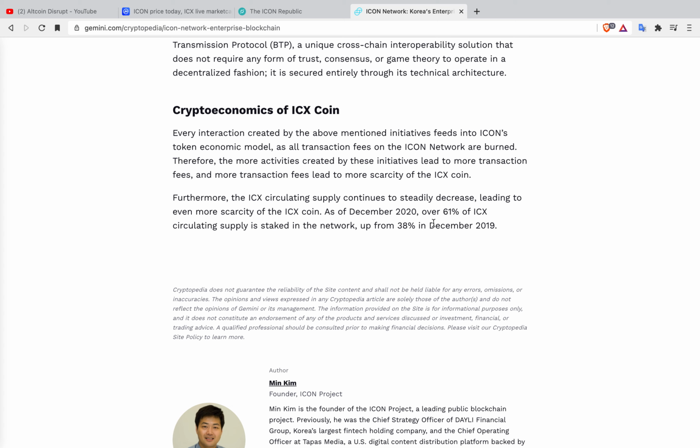That's crazy. So, therefore, more activity created by these initiatives leads to more transaction fees, and more transaction fees lead to more scarcity of the ICX coin. That's key. More scarcity, which means that over time, as the tokens burn, there'll be less in circulation. If there's less in circulation, that will automatically drive the price up. Not just that, but it will also drive the demand of the coin up as well.